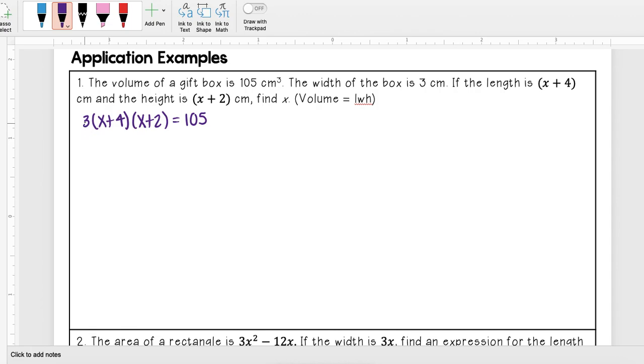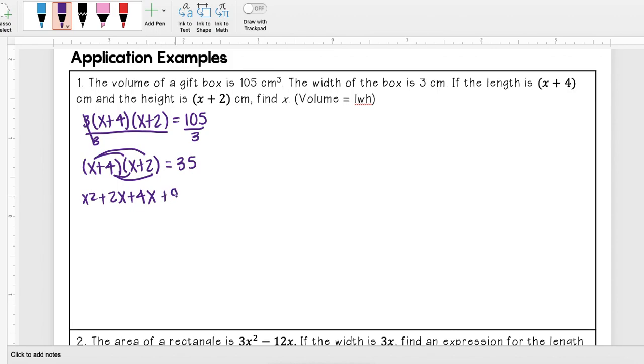So to get to that point, I'm going to first divide 3 from both sides. That way I don't have to worry about multiplying it. And 105 divided by 3, I get 35. Now I need to multiply this out. So I'm going to do my double distribution. So x times x, I get x squared. x times 2, I get 2x. 4 times x, I get 4x. And 4 times 2, I get 8.